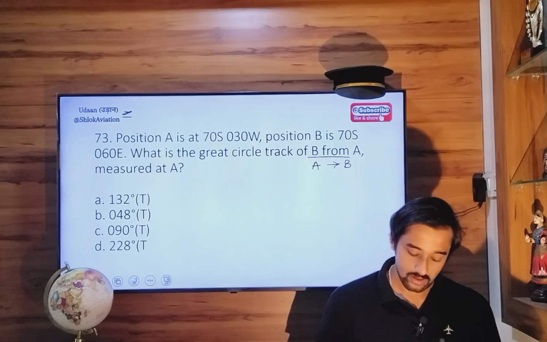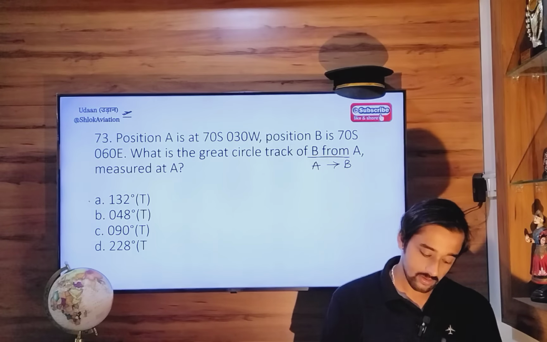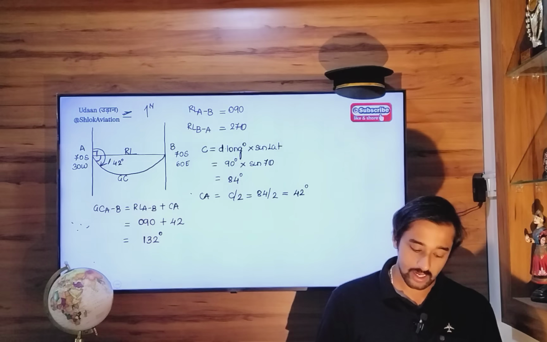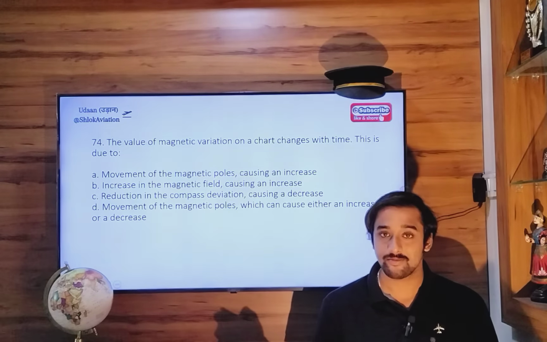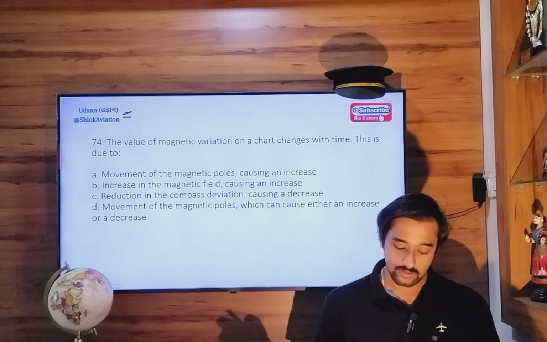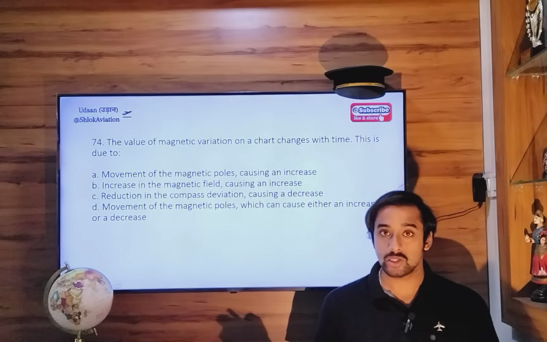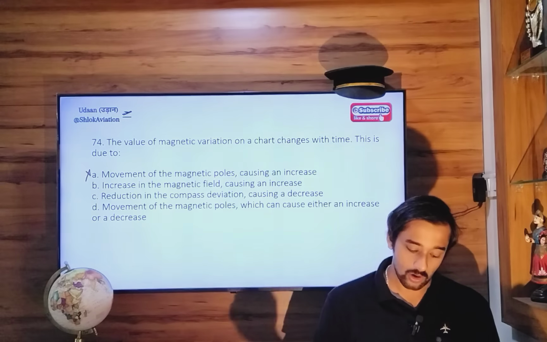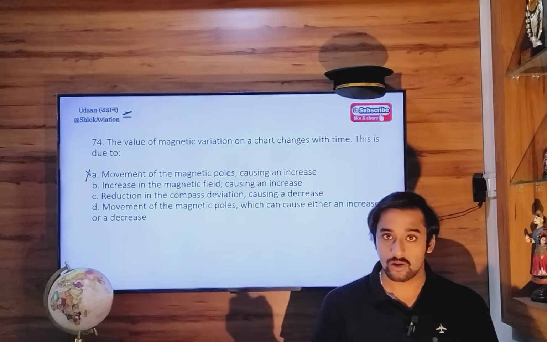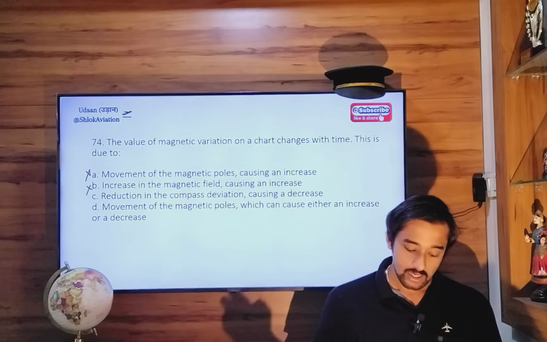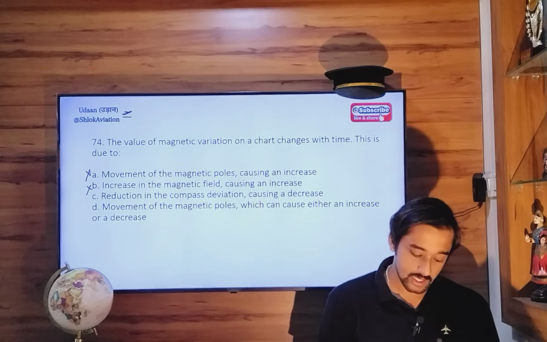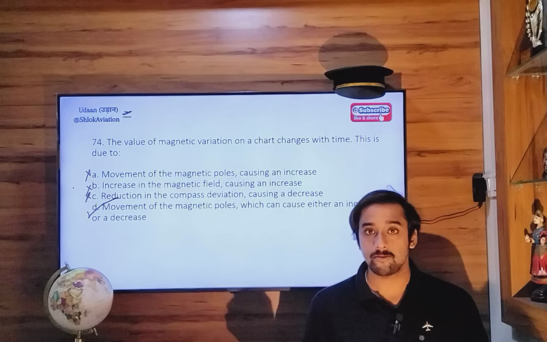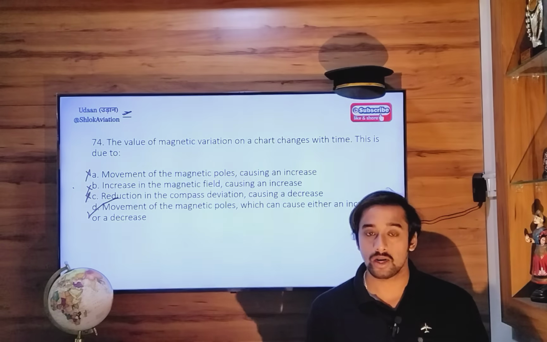Option A. Next, question 74. The value of variation on the chart changes with time. This is due to what? Movement of magnetic poles causing an increase, no, wrong. Increase in magnetic field causing an increase, wrong. Reduction in deviation causing a decrease, wrong. So option D is the correct answer: movement of the magnetic poles, which can cause either an increase or a decrease.